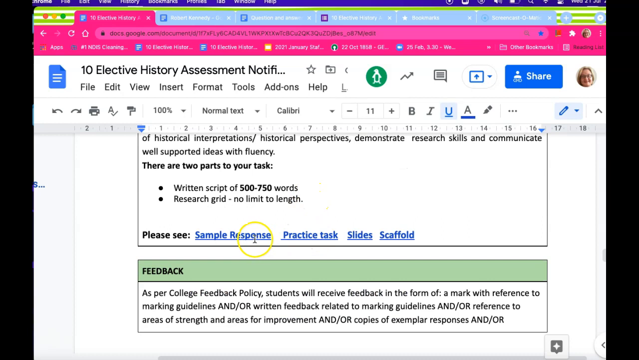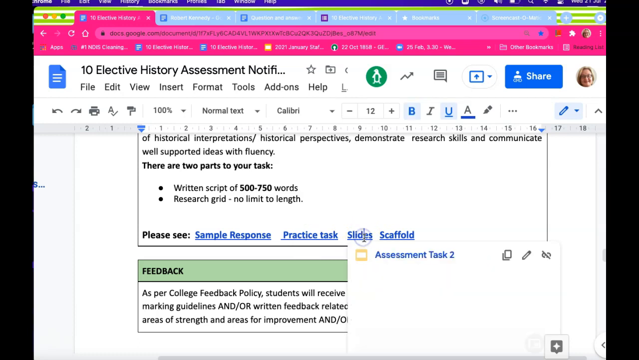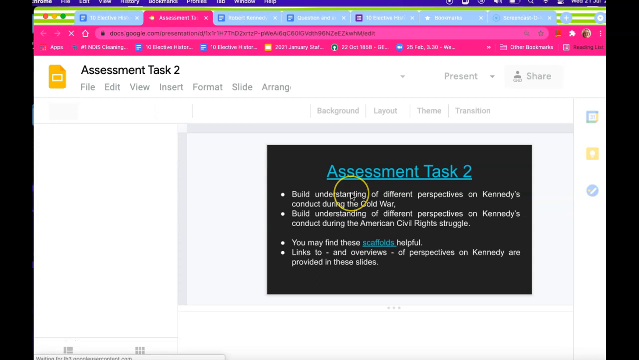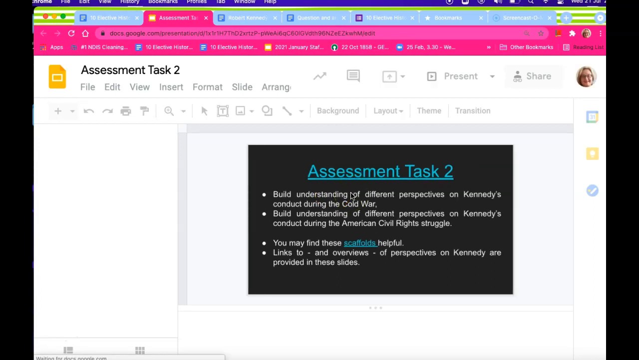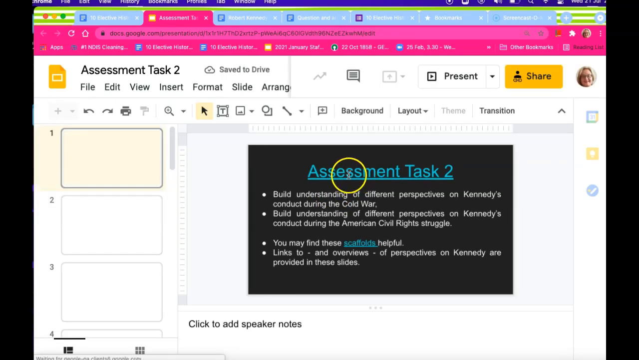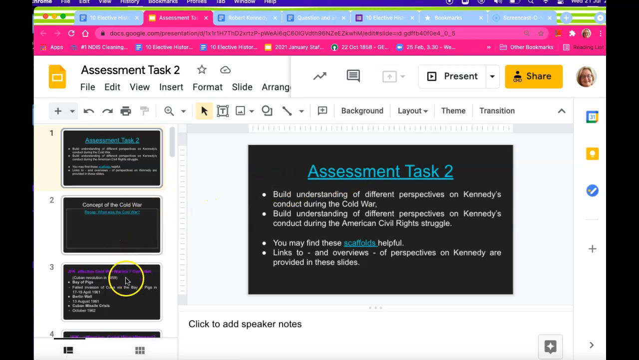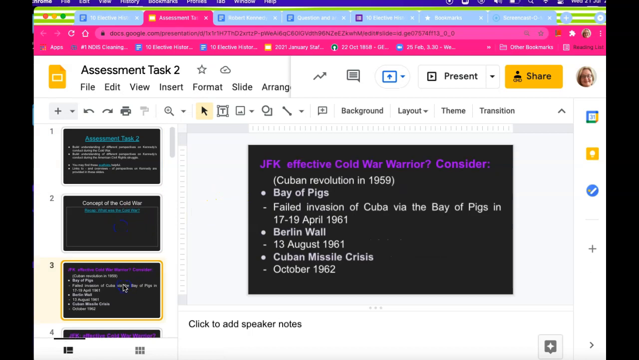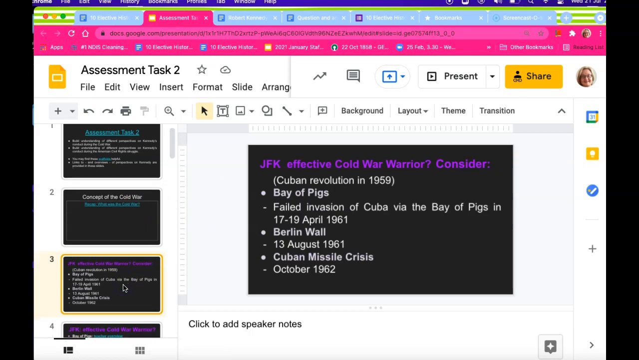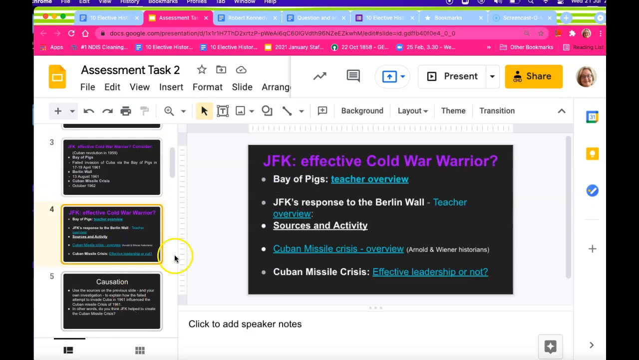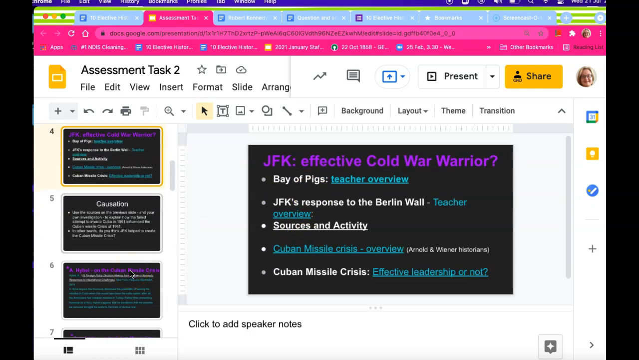Okay, sample response. These various resources have been linked. Let's go to the slides. Now these slides are full of resources. Okay, so it starts off with the Cold War. Some resources are linked here.